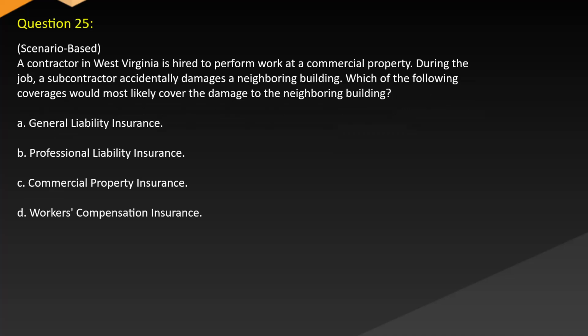Question 25. Scenario-based. A contractor in West Virginia is hired to perform work at a commercial property. During the job, a subcontractor accidentally damages a neighboring building. Which of the following coverages would most likely cover the damage to the neighboring building? A. General liability insurance. B. Professional liability insurance. C. Commercial property insurance. D. Workers' compensation insurance.